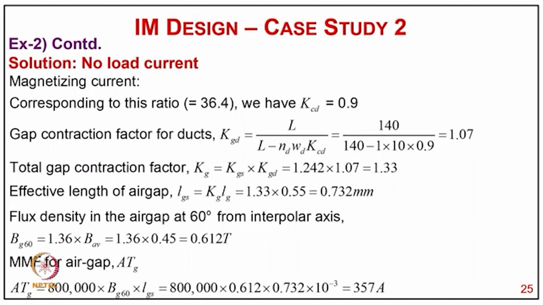The flux density in the air gap at 60 degrees from the interpolar axis is BG60 equal to 1.36 B average, so it comes 0.612 Tesla, and MMF for air gap ATG equals 800,000 into BG60 into LGS, putting values it comes 375 ampere.